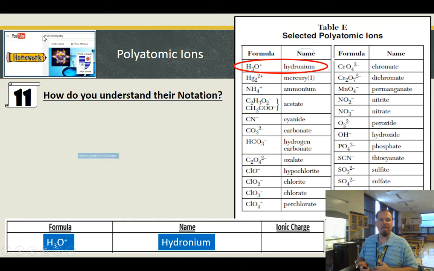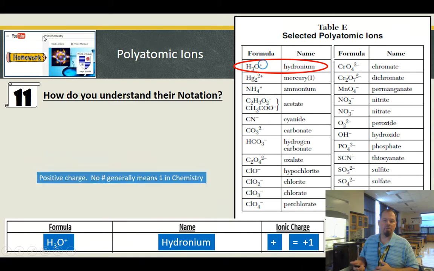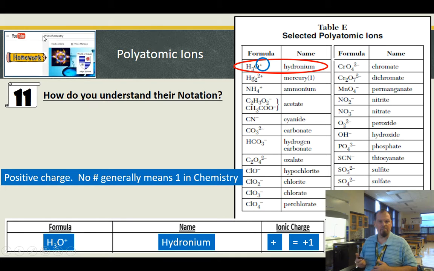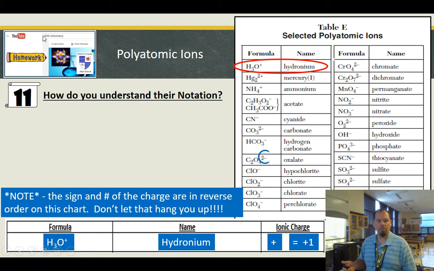Okay? Then its ionic charge is up in the corner. So that little plus is its charge. It's a plus, or you could say it's a +1. It's got a positive charge. When there's no number in chemistry, it's a +1. Good? I think that might be it, because now I'm going to ask you to write the formula, the name, and the charge for every one of these in your do now, and we'll be done.